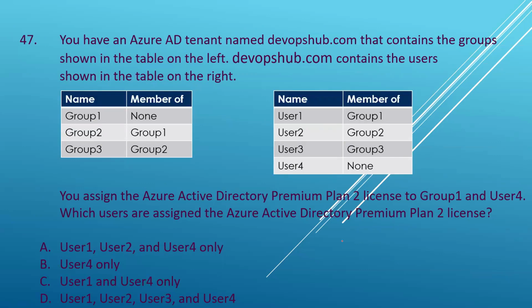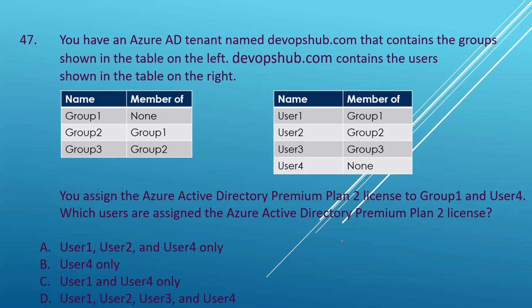So group 1 is not nested to any group, but group 2 is member of group 1 and group 3 is member of group 2. So we are talking about nested relationships here. On the right hand side, the table has the names of users and the membership, which user is added to which group. So user 1 is part of group 1, user 2 is part of group 2, user 3 is part of group 3, and user 4 is not part of any of the groups.